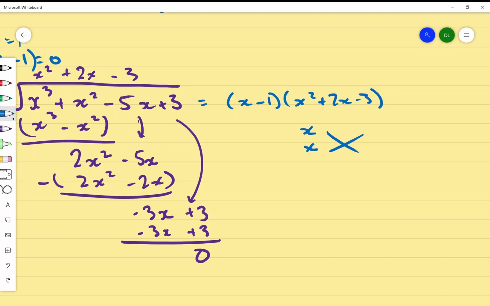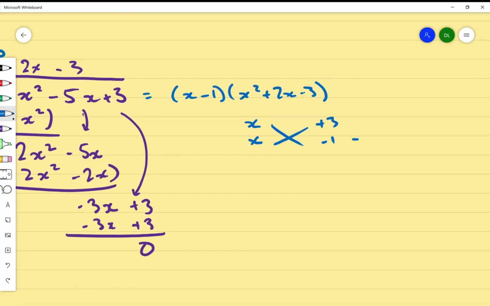1 and 3, or plus or minus 1 and 3. In this case, one of them has to be negative because it's going to end up as a negative when I multiply them. And it also needs to add to positive 2. So off the bat, I know that it's plus 3 minus 1. Because if I multiply x and negative 1, I get negative x. Multiply x and positive 3, I get positive 3x, which adds to give me positive 2x.